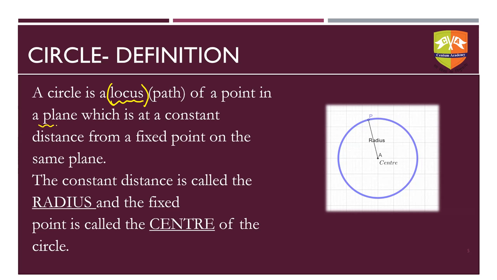That's important because you can have similar figures in 3D also. If you do not restrict it to a plane, it will become a sphere. So a plane at a constant distance from a fixed point on the same plane. This is important. The constant distance is called radius. You have studied radius since what, LKG, UKG kind of thing? Or in which grade did you study radius first? Very early stage, primary schooling. And the center of the circle. So you know this, no spending time here.